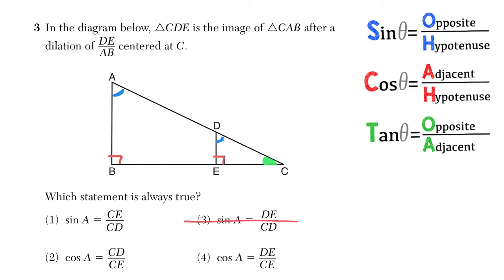What about option number 1? It says the sine of A, and we know that the blue angles are congruent, is equal to what over what? So the sine of D equals CE, which is the opposite side, over CD, the hypotenuse. You know what? That does work. That does check out. This is absolutely true, because we're talking about the sine of A. Option 1 is the correct answer.